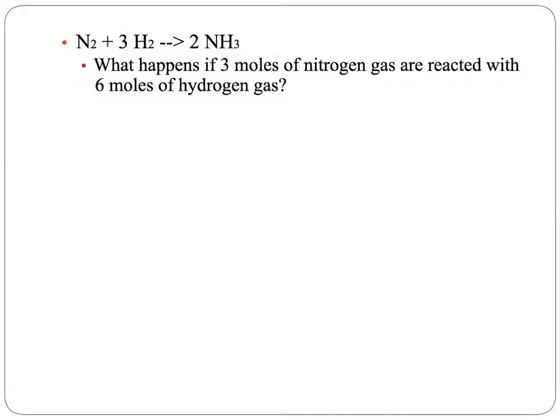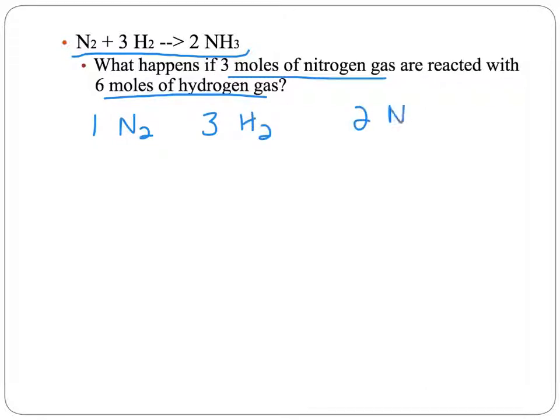So let's look at our ammonia equation, where we take nitrogen gas and combine it with hydrogen gas to make ammonia. What happens if you have 3 moles of nitrogen gas and you react them with 6 moles of hydrogen gas? Well, you know you have to have 1 mole of nitrogen, and then you would use 3 moles of hydrogen, and that would make 2 moles of ammonia. That's what our balanced equation tells us.